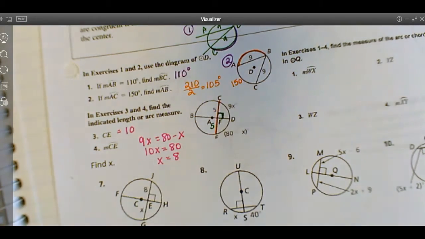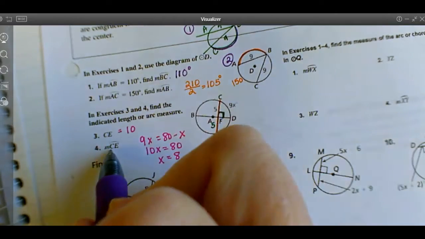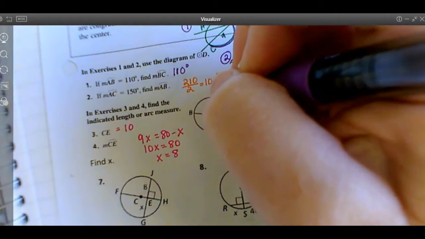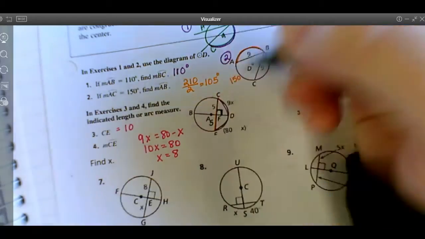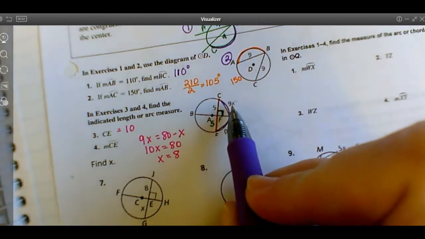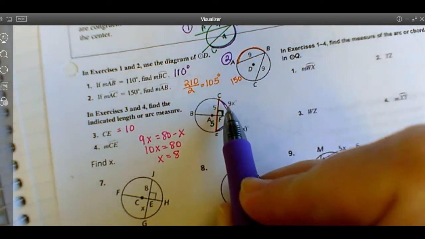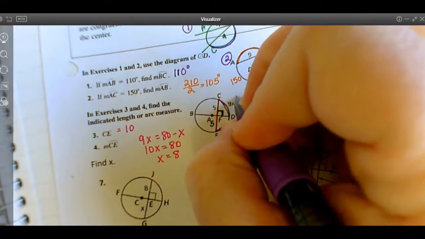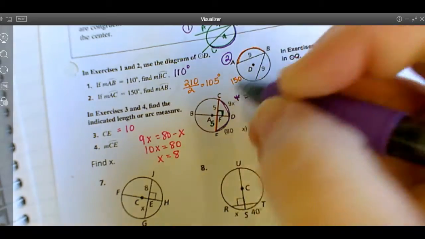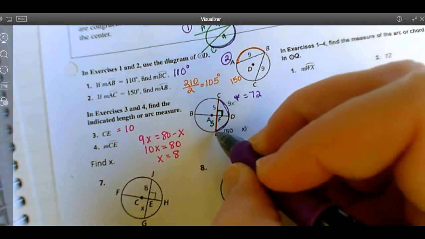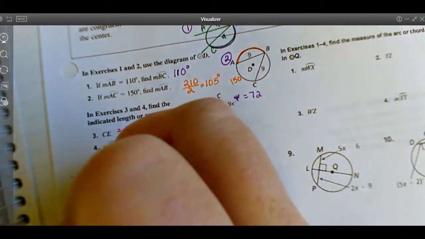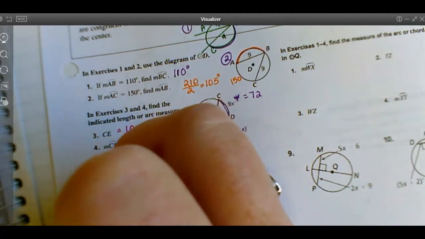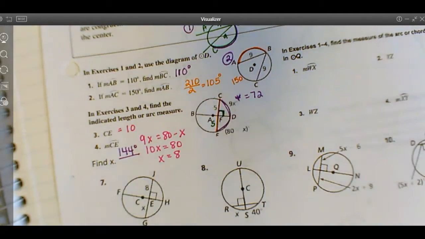Now, unfortunately, that's not the final answer, because the question said for me to find CE, which means it wanted me to see what that whole arc was. If x is 8, this part of the arc is 72. Well, if that's 72, I'm going to multiply by 2 to get both of them. So 72 times 2 is 144, and you get 144 degrees.